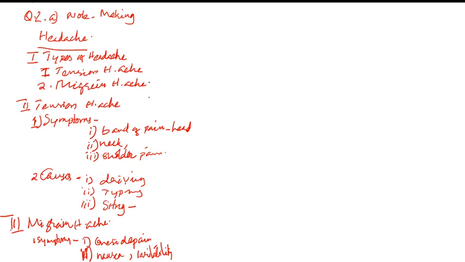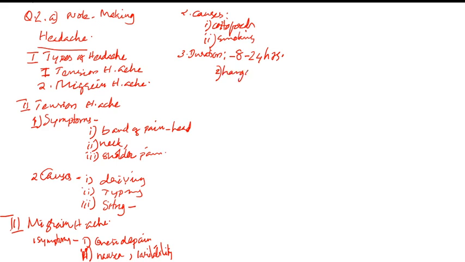Then causes, second. What are the causes? First, certain foods, second, smoking, etc. And the third is duration of this type of headache. Duration is 8 to 24 hours, or another is hangover, possibility for hangover for a coming 2 or 3 days. These are the things the passage says about migraine headache.